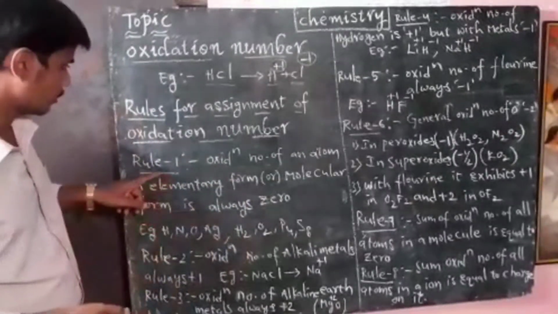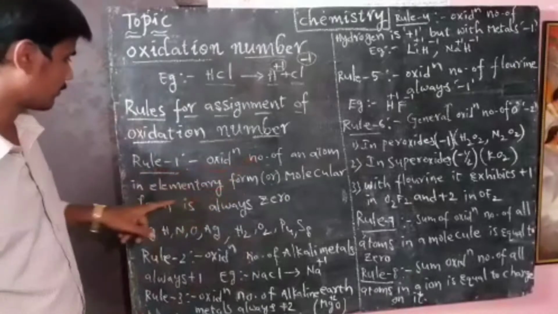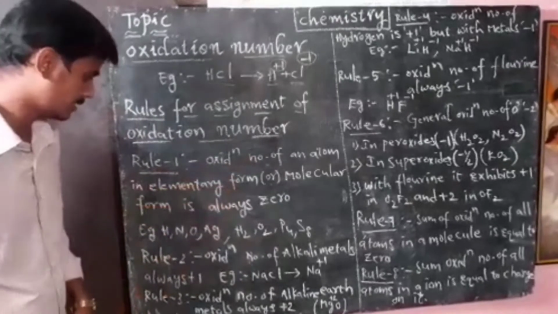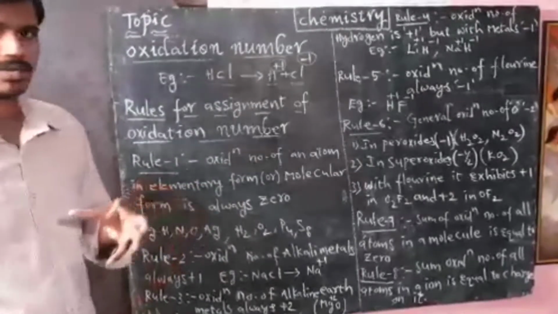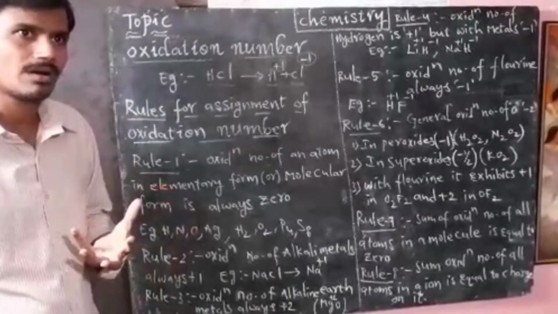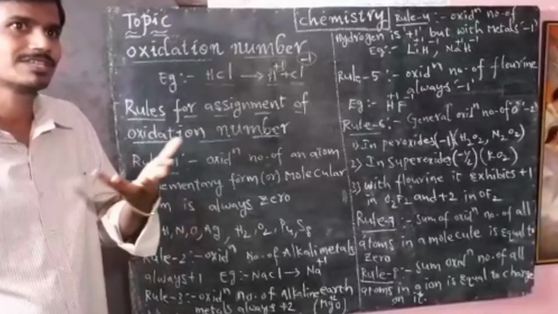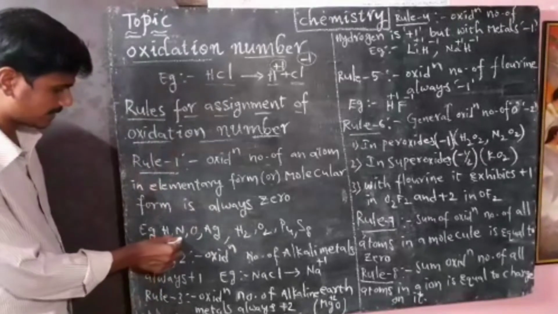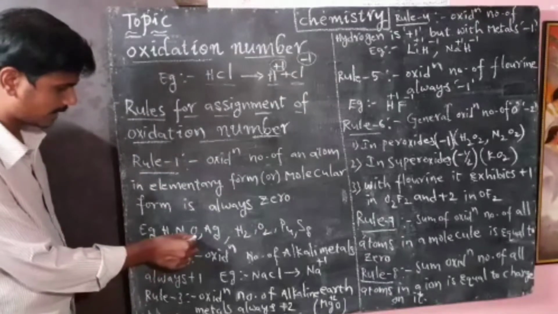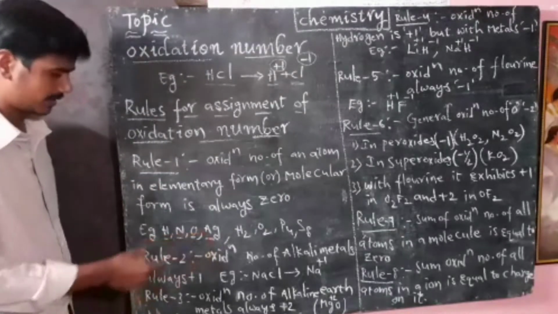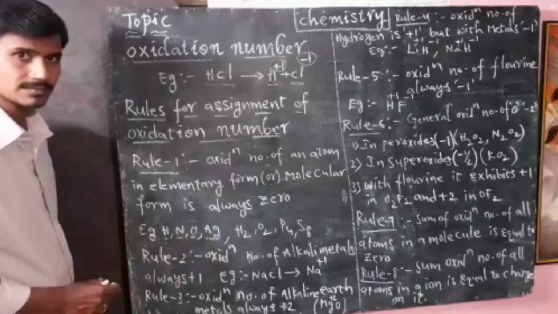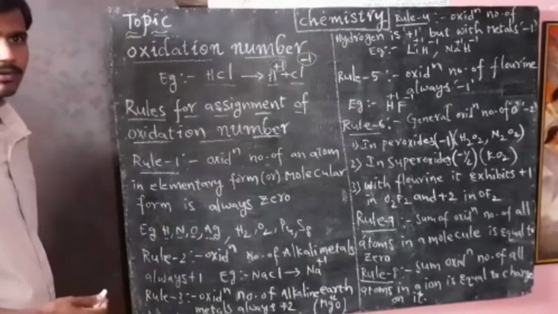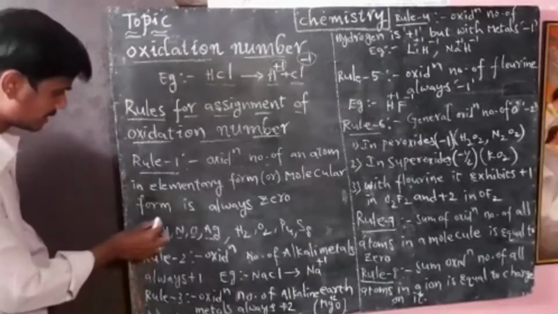See here, rule 1. Oxidation number of an atom of elementary form or molecular form is always 0. For example, here a hydrogen atom is there, a nitrogen atom, an oxygen atom, a silver atom. Their oxidation number, how much? According to rule 1, elementary form of atoms, their oxidation number is 0.